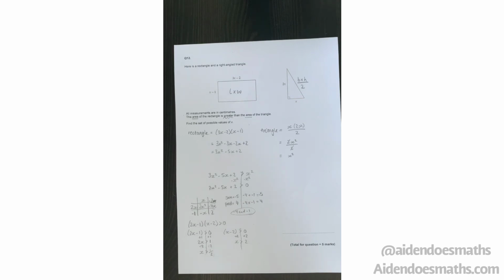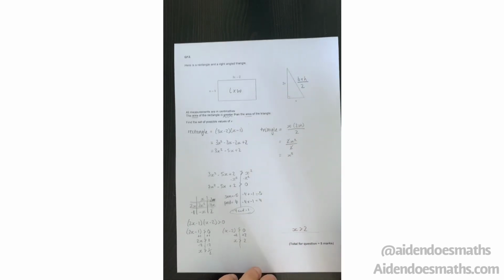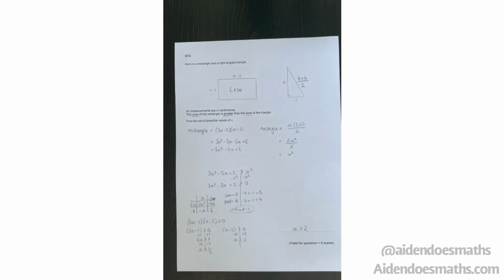Now we want to find a set of possible values of x. So could x be 1 and satisfy both of these? Because 1 is greater than a half, but actually 1's not greater than 2, is it? Okay, so x is greater than 1 wouldn't work. Anything less than a half wouldn't work. So the lowest possible value of x is going to be anything that's greater than 2. So our final solution is just x is greater than 2.